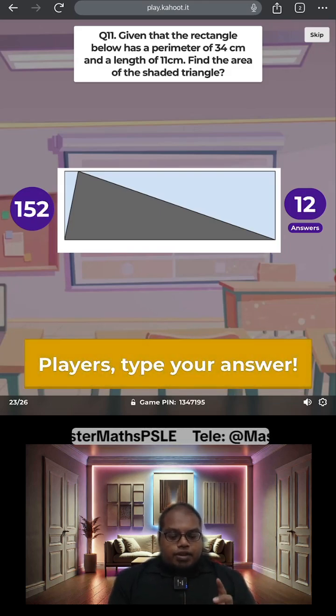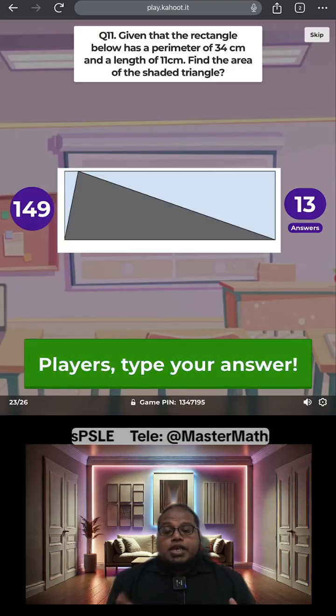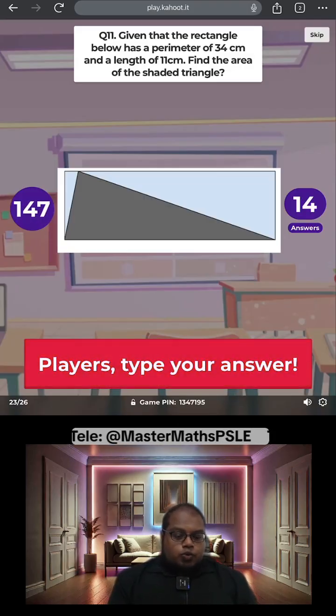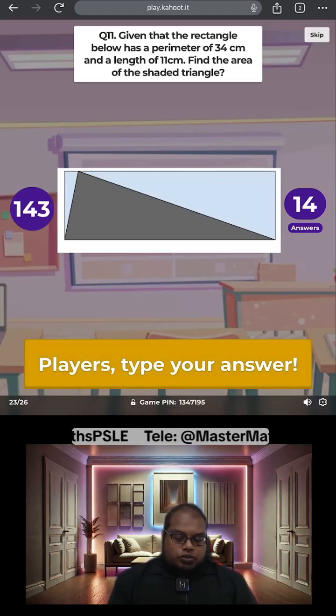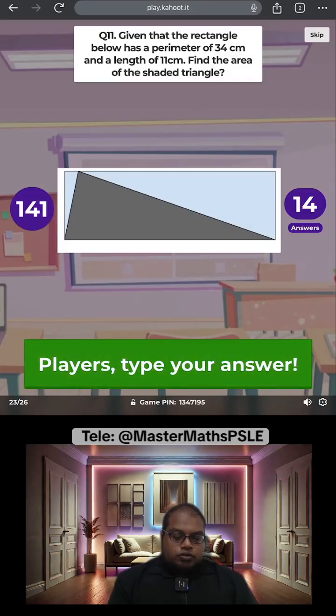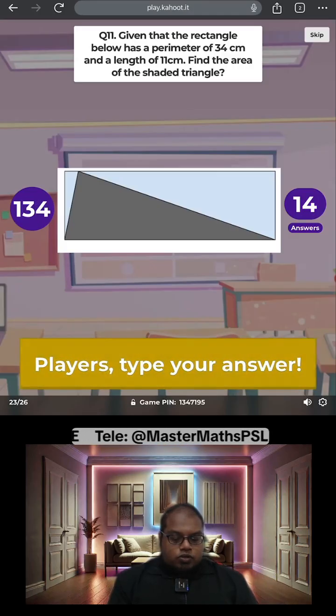And again, this is an area question, so you need to put cm². You have about 2 minutes more.